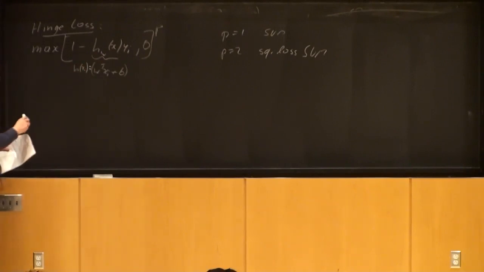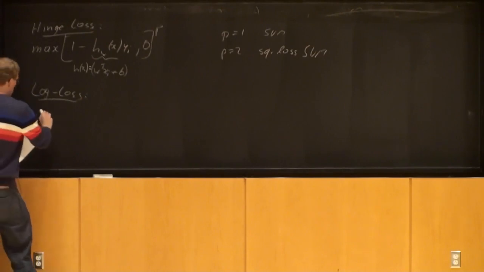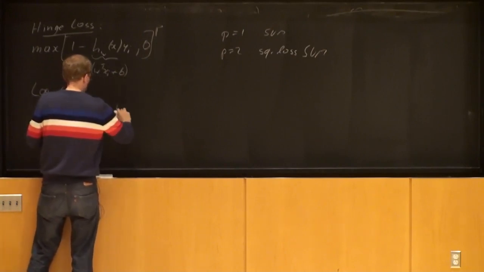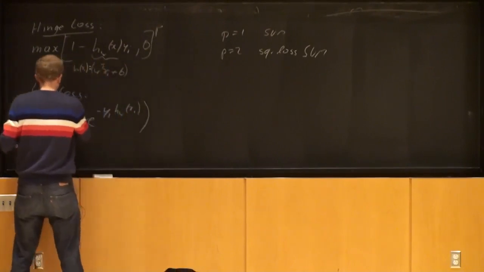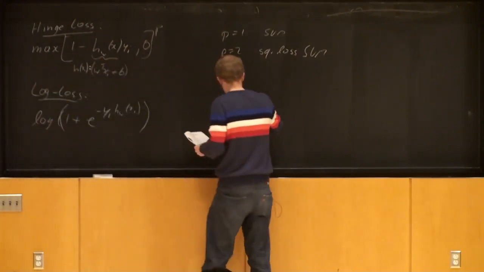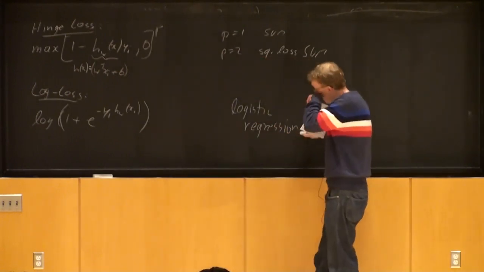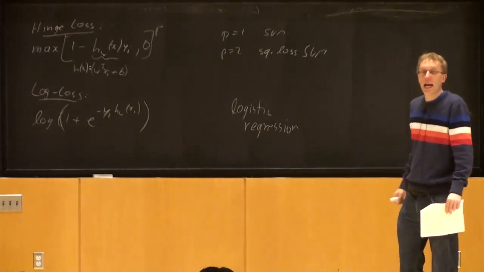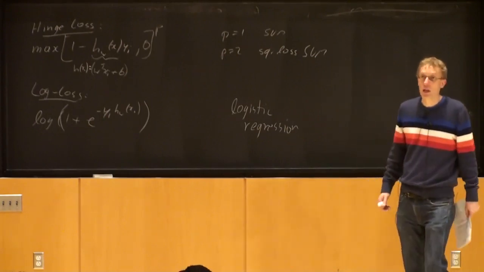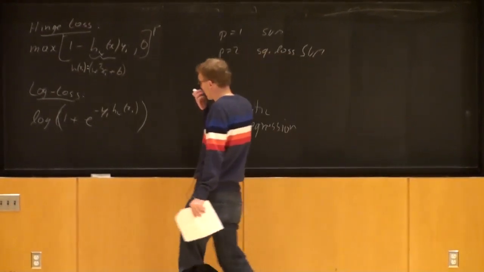Okay, another loss that we've already seen is the log loss. The loss is log of 1 plus e to the minus yi hw of xi. This is the loss that we saw in logistic regression. The nice thing is, once you understand these loss functions, their properties, and the regularizers, you can really mix and match, and for a particular problem assemble the machine learning algorithm that's best suited for you.